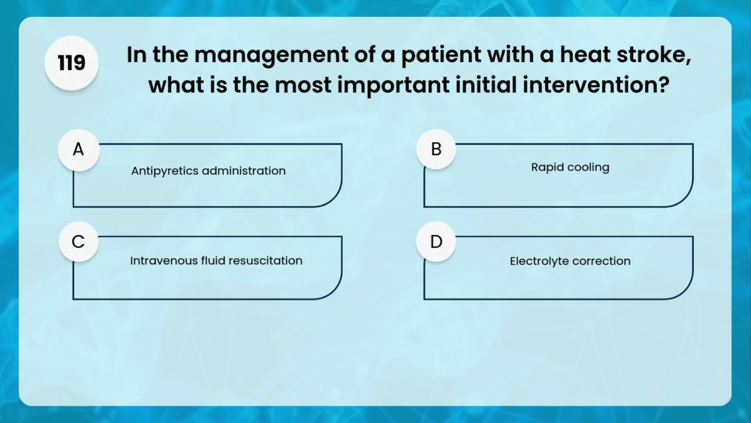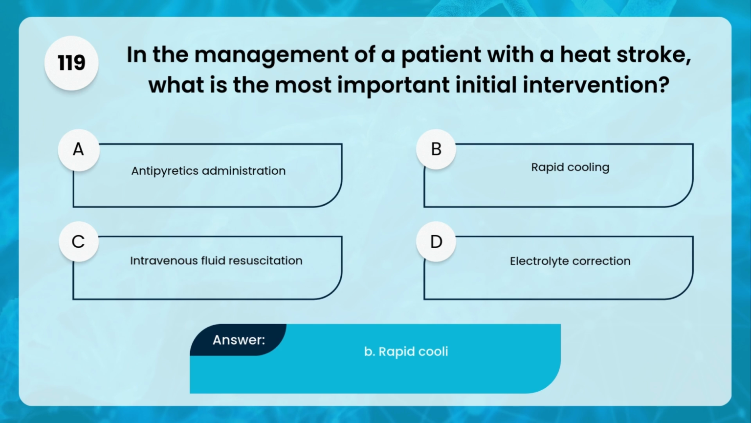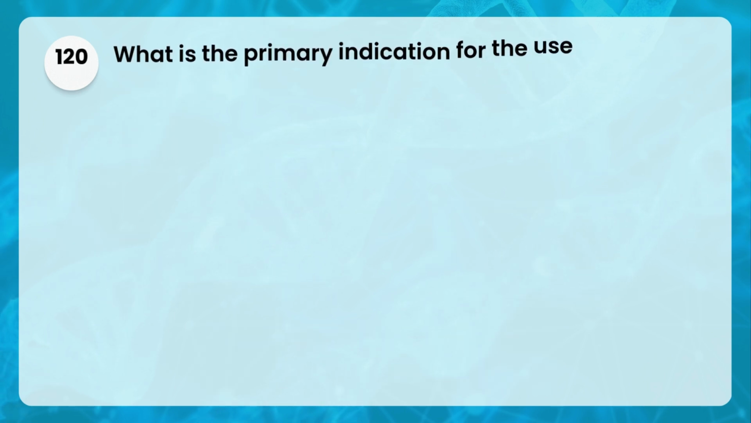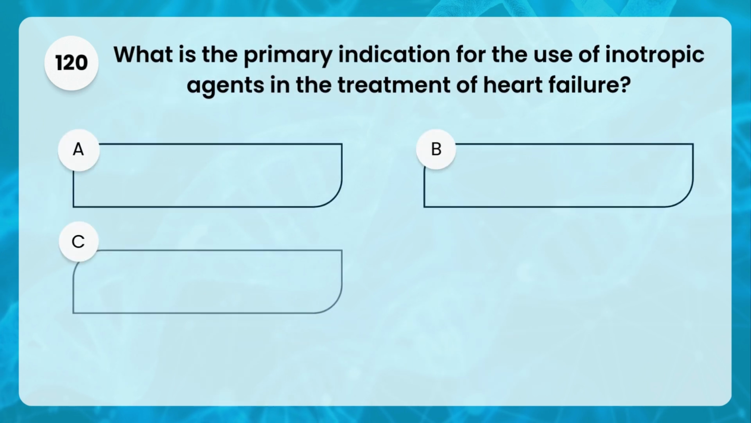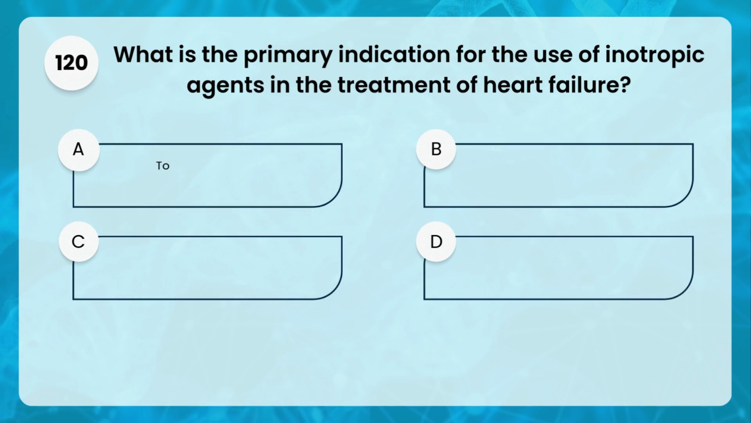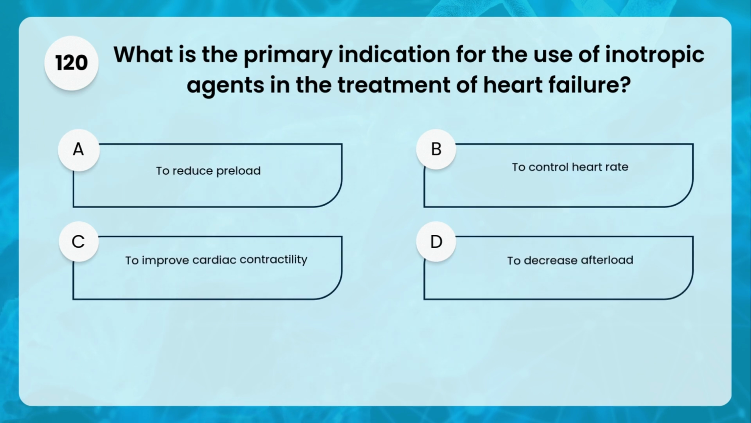119. In the management of a patient with a heat stroke, what is the most important initial intervention? A. Antipyretics administration. B. Rapid cooling. C. Intravenous fluid resuscitation. D. Electrolyte correction. The answer is B. Rapid cooling.